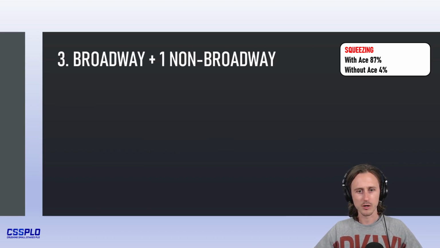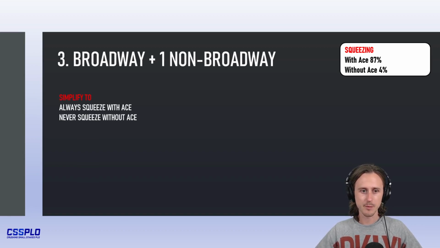3 Broadway cards and 1 non-Broadway card. Again, on the top right, you can see a short summary here. If you do have an ace here, 87% of the time you're squeezing. Without an ace, we're never squeezing, almost like 4%. So here I would say simplify it to always squeeze with an ace, never squeeze without an ace. I think that's totally fine.